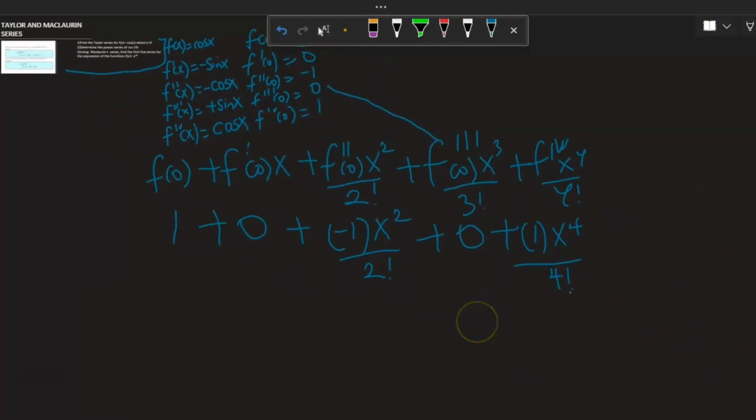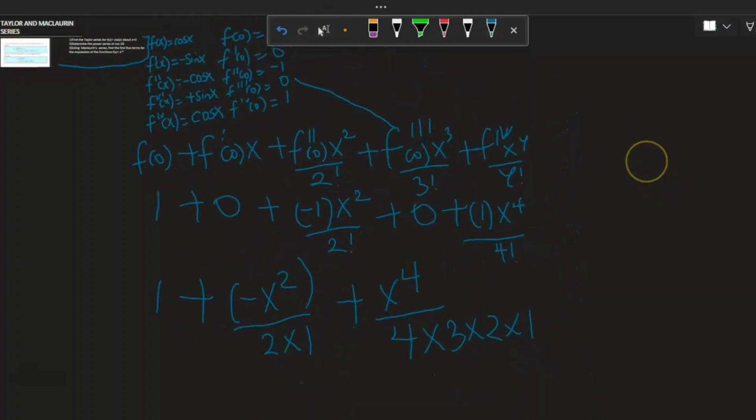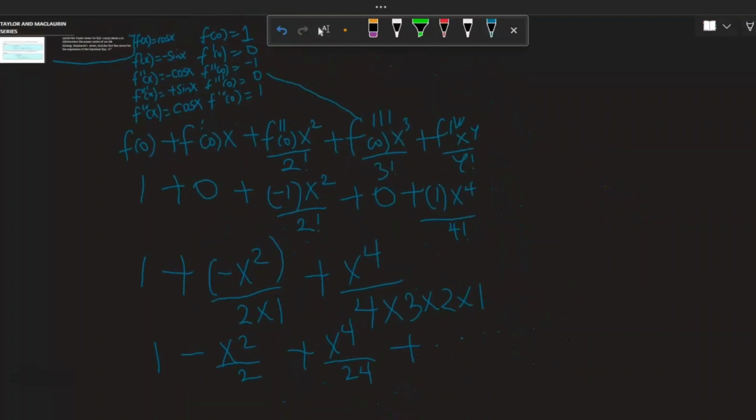So now, let's solve this. This will give me 1 plus negative x squared over 2 factorial, that is 2 times 1, plus x raised to power 4 over 4 factorial, which is 4 times 3 times 2 times 1. So this will give me 1 minus x squared over 2 plus x raised to power 4 over 24, since 4 times 3 is 12, and 12 times 2 is 24. Remember to put your dots, your infinity sign. So this is the Taylor series of cos x.